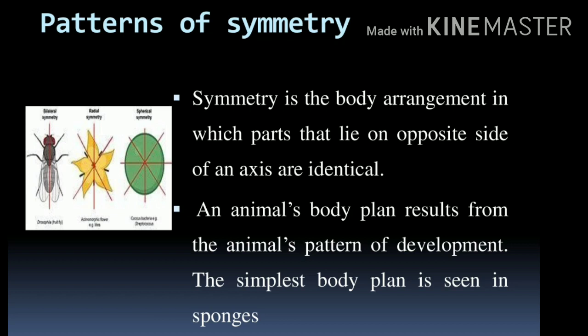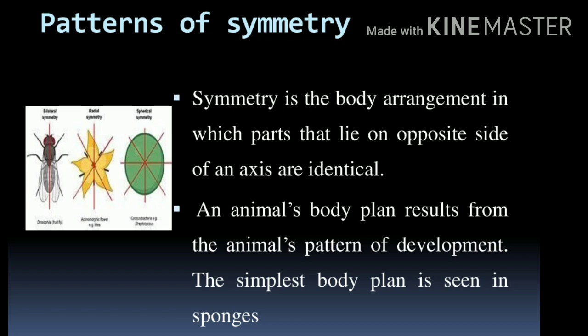What is the meaning of symmetry? Symmetry is nothing but a body's arrangement in which parts that lie on opposite sides of an axis are identical. That is called symmetry. If we cut a lemon at the center portion, the two opposite sides of an axis will be identical. That is called symmetry. In the same way, if we cut our body, the two parts on opposite sides of an axis are identical. That is called symmetry.